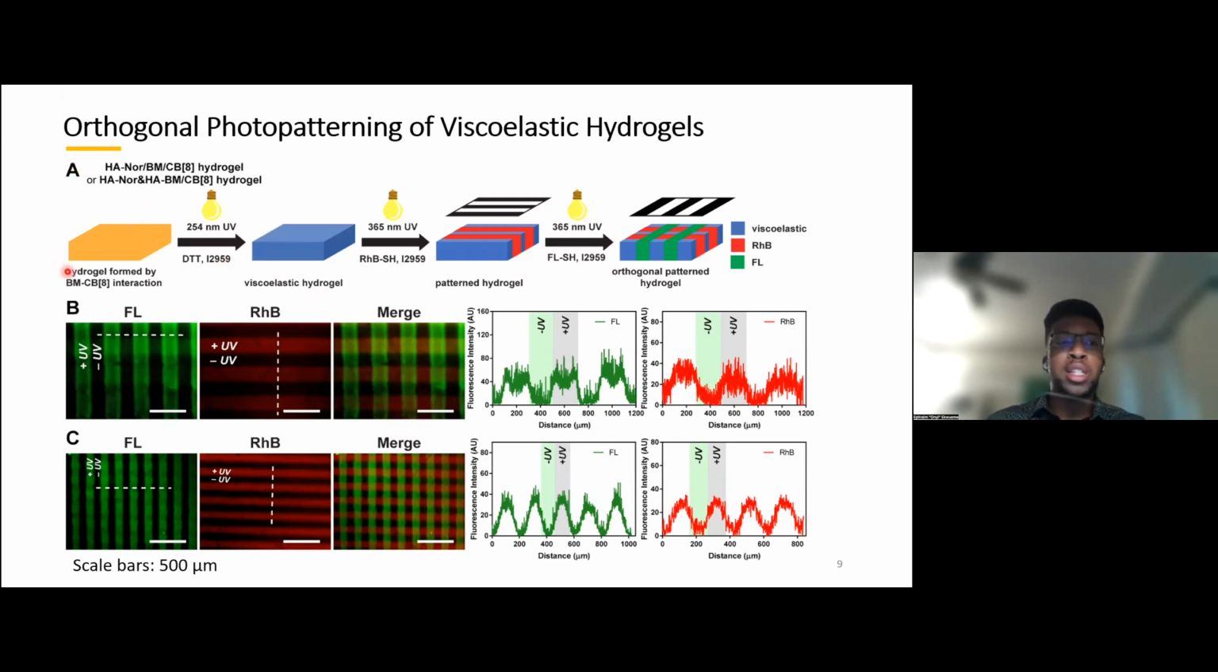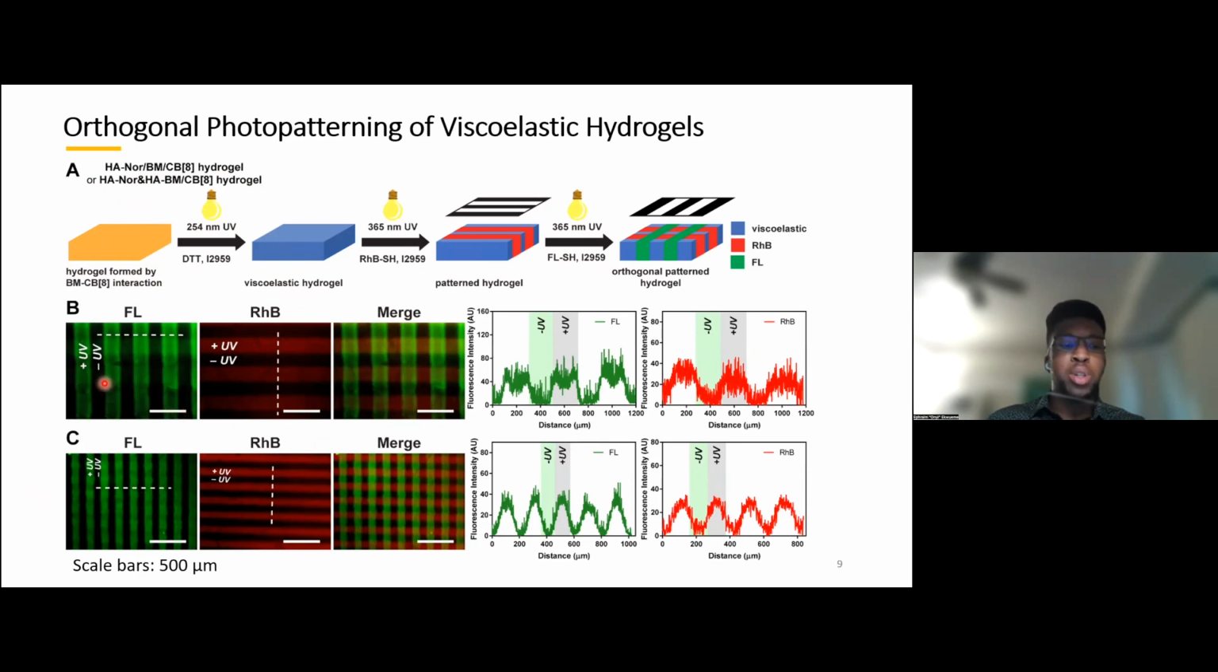Here you can see the schematic of the orthogonal photo patterning. And B and C, this is an HA-NOR-BM CB8 hydrogel. And you can see here, like in the previous slide, the plus UV is the covalent elastic hydrogel, and the minus UV is the viscoelastic hydrogel. And we did this with fluorescence and then rhodamine B. And this is the merge of both of these.